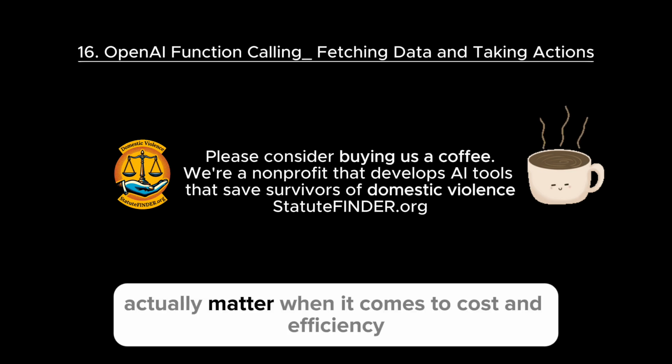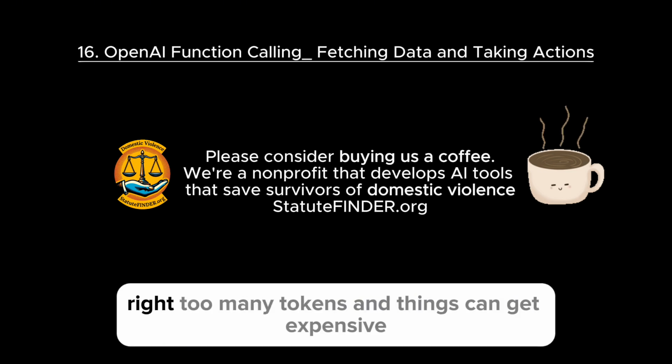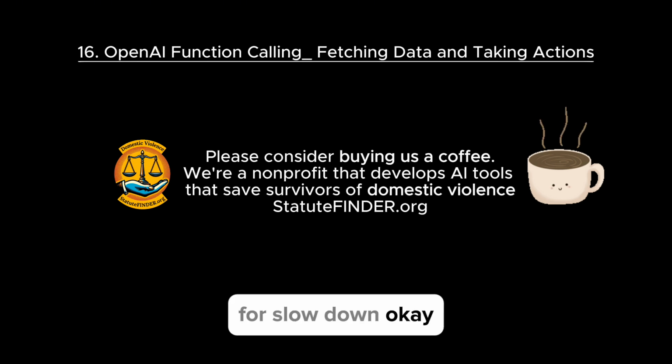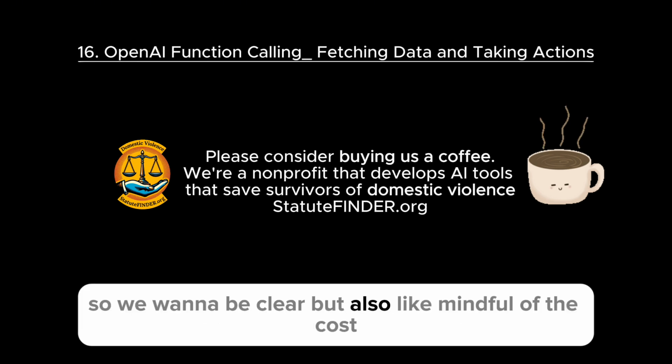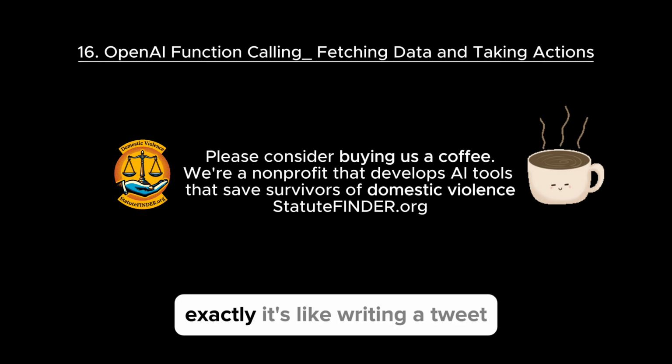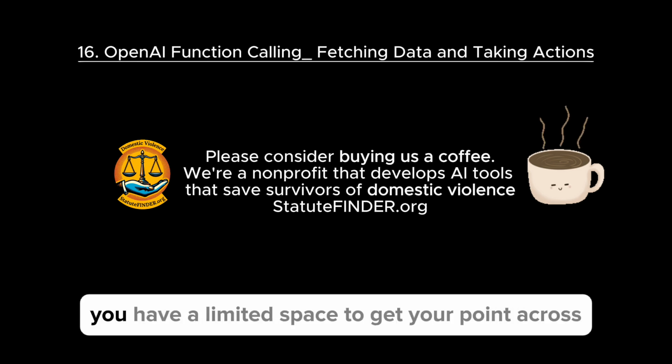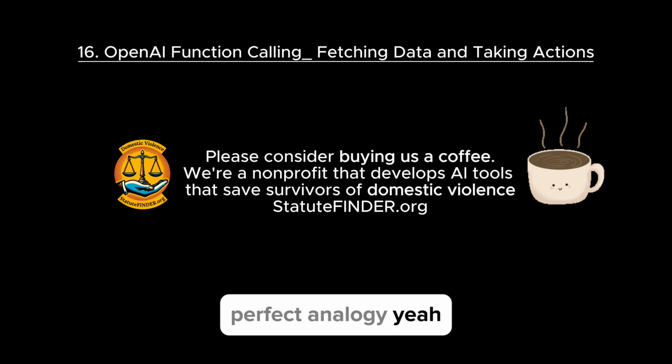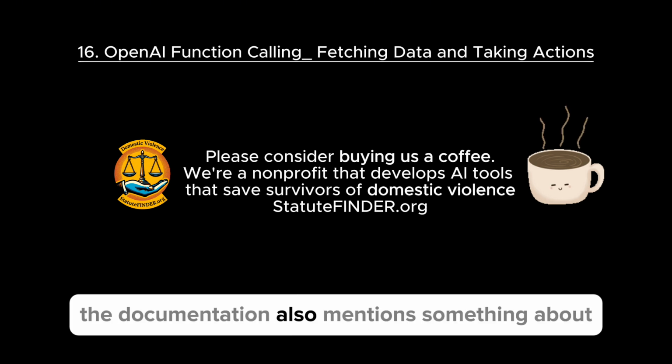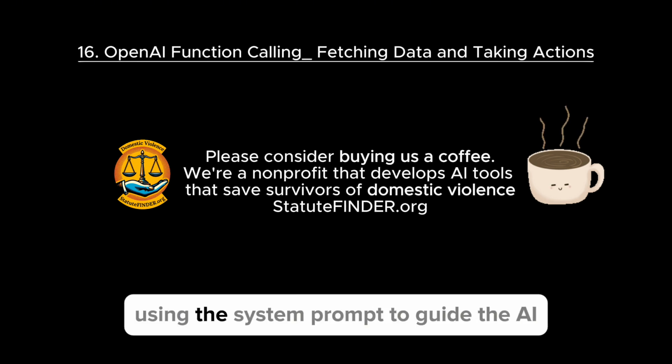Exactly. They actually matter when it comes to cost and efficiency. Too many tokens and things can get expensive, or slow down. So we want to be clear, but also mindful of the cost. Exactly. It's like writing a tweet. You have a limited space to get your point across. Perfect analogy.